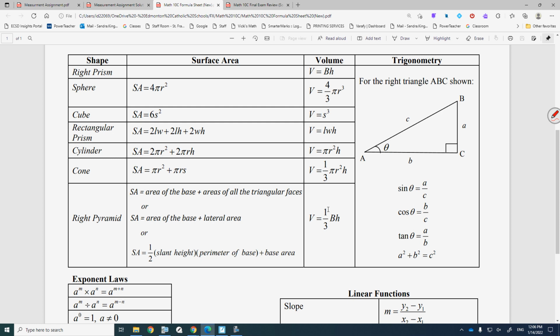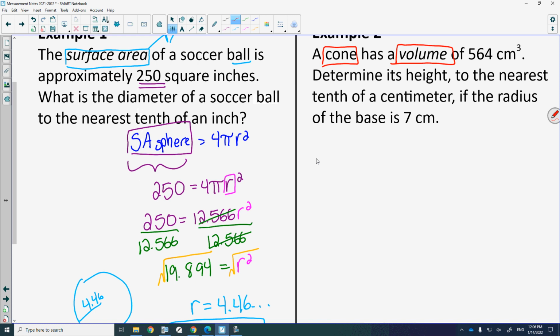So here's my volumes, and the volume of a cone is 1/3, so make sure we put that in a bracket, pi r squared h. That's the volume of a cone. So volume of a cone is equal to 1/3 pi r squared times the height. Now fill in what we know. So I'm going to read, and it says the volume of a cone of 564. That is the volume. So again, that's going to go on the left-hand side. So the volume of the cone is 564.